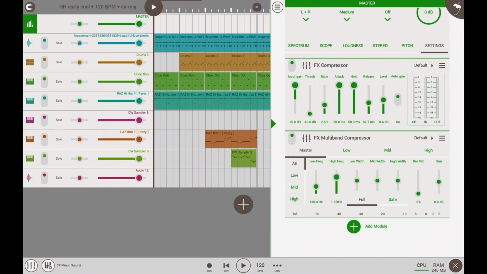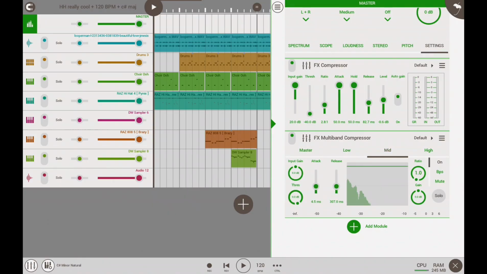I take, hold, release, level and auto gain. They must be well balanced. I must make sure the volume doesn't distort. I always keep my multi-band compressor there. We have the low, we have the mid, we have the high.